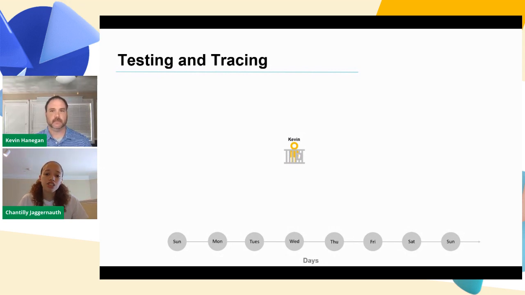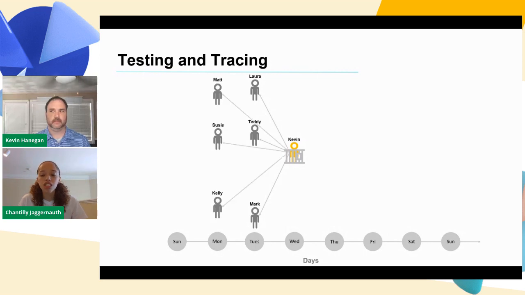Kevin tells the contact tracer that he had meaningful contact with 8 people. Laura, Teddy, and Mark yesterday, Matt, Susie, and Kelly on Monday, and Bonnie and Clyde on Sunday. We contact those people and they offer to get tested.